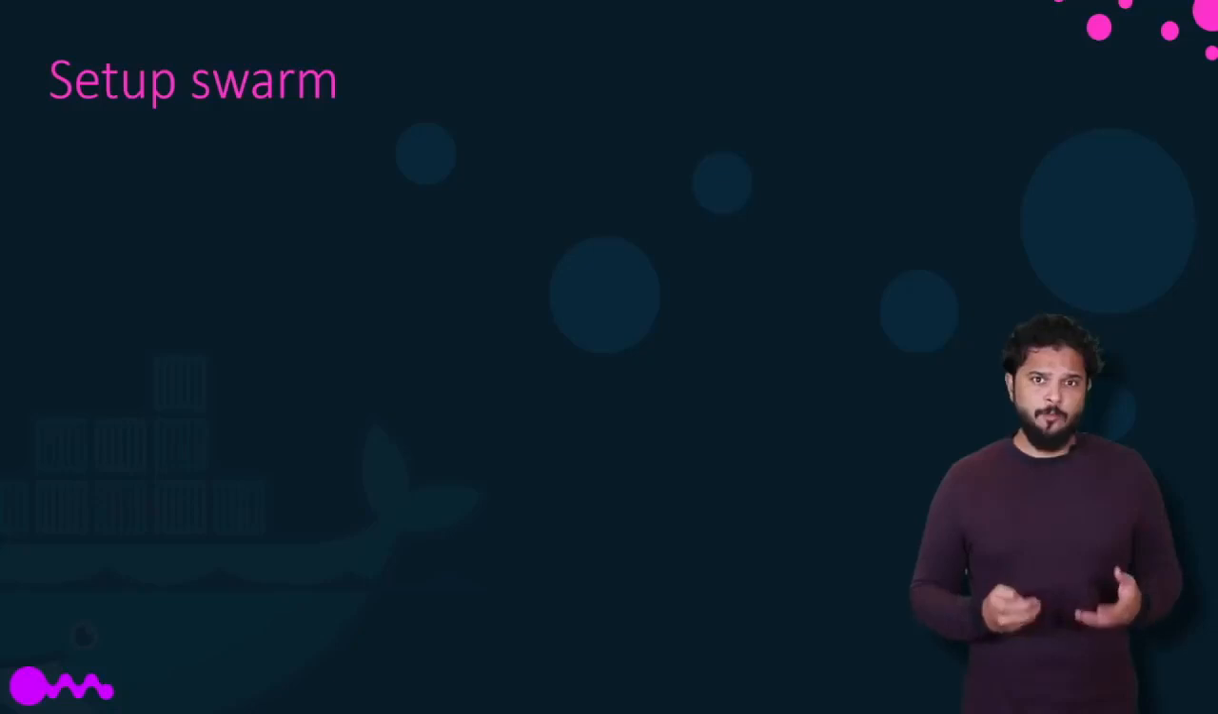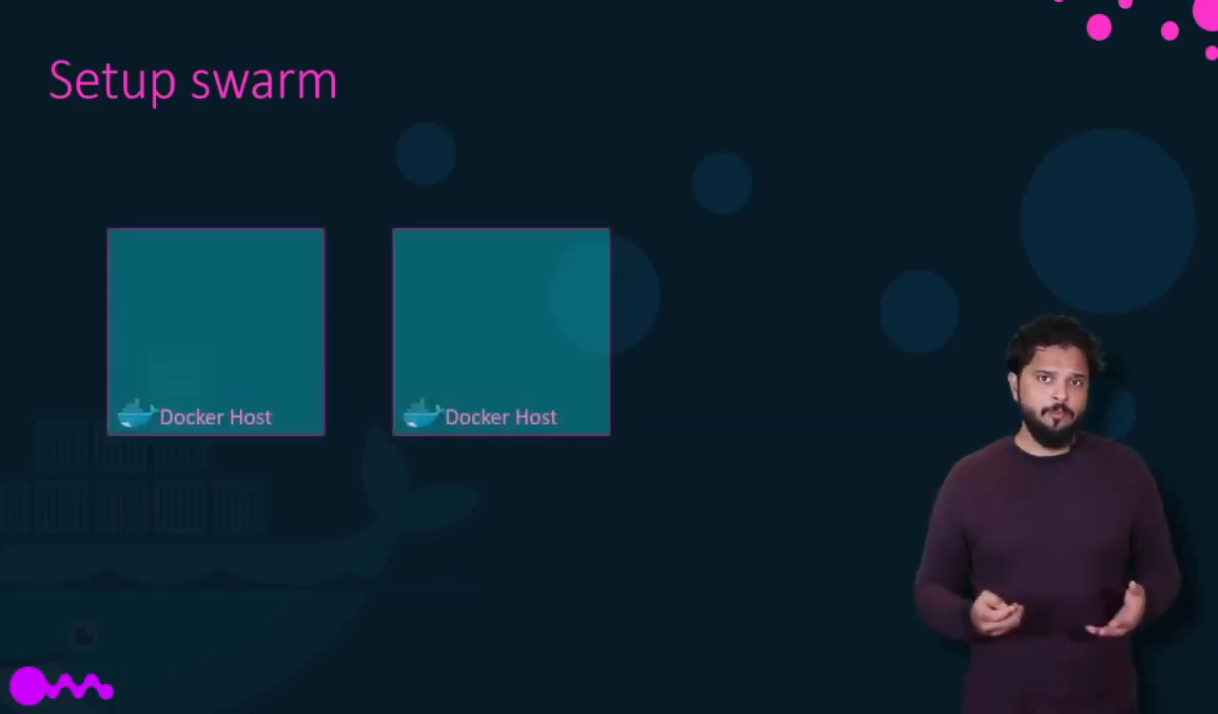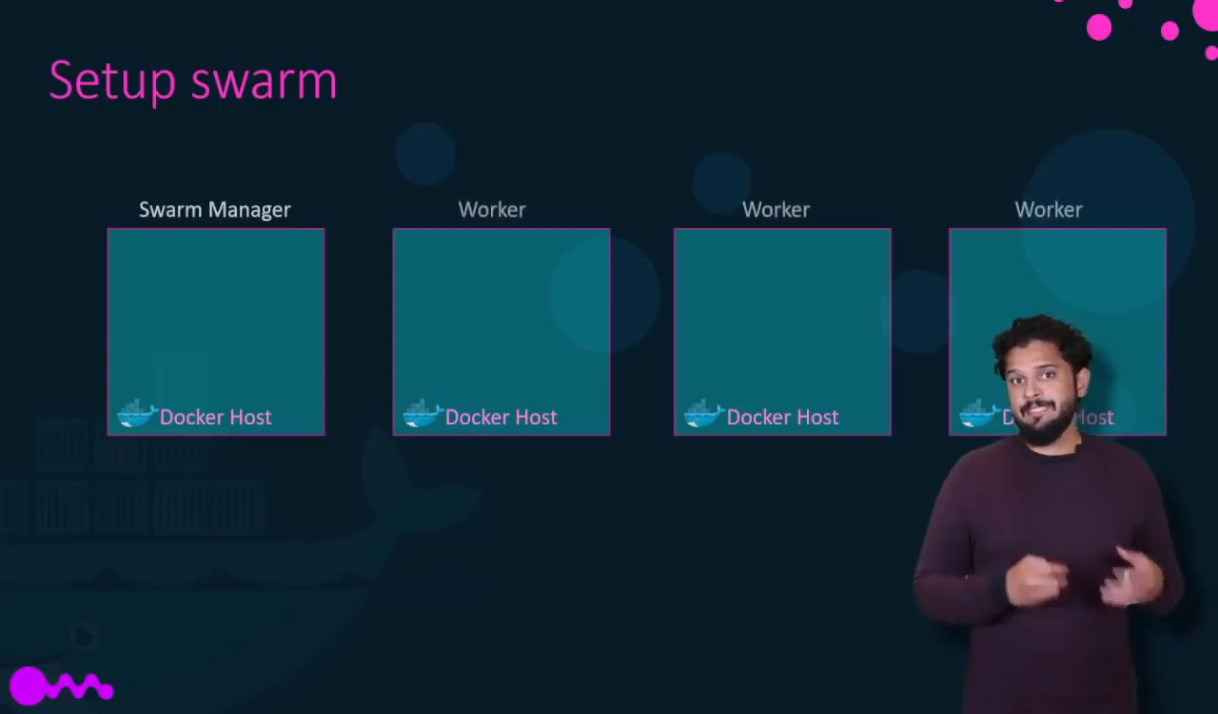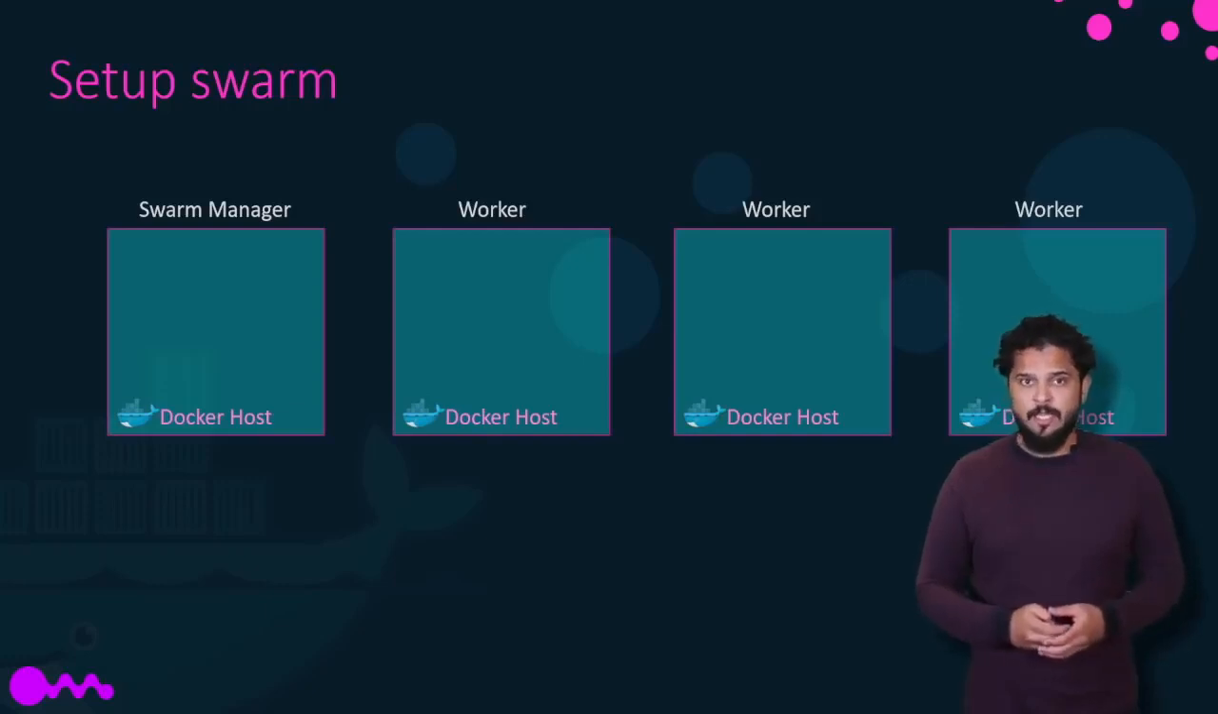To set up a Docker Swarm, you must first have multiple hosts with Docker installed on them. Then you must designate one host to be the manager or the master or the Swarm manager as it is called, and others as slaves or workers.